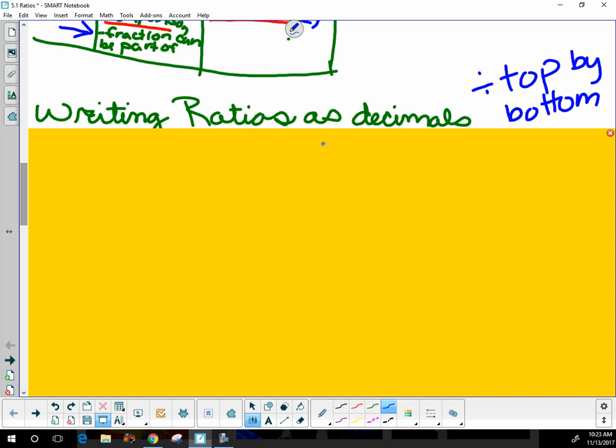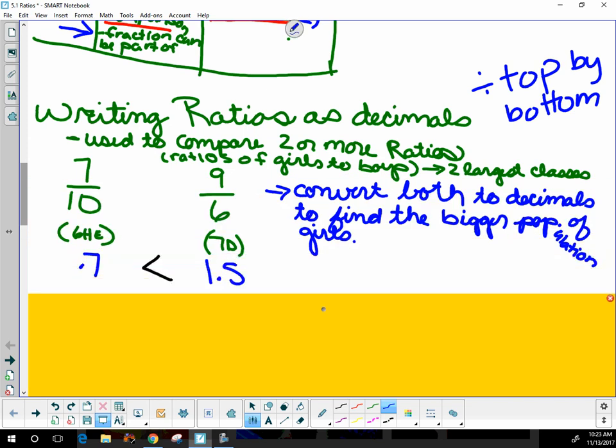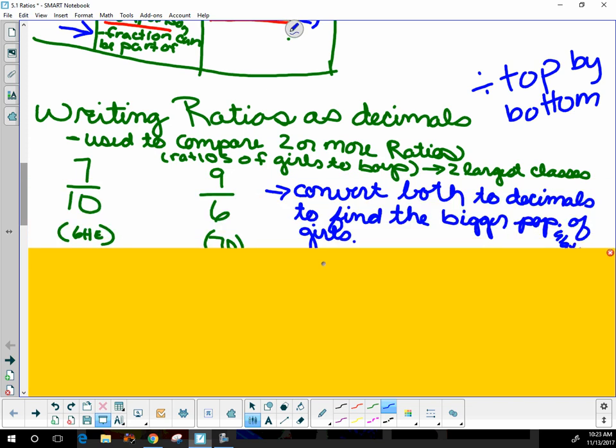It's like the math motto for all of 6th grade: divide the top by the bottom and you'll be fine. For the most part, that works, okay? So if in one class, let me come down to the bottom here. Now, okay, so I made a point. This is a good way to compare 2 or more ratios.